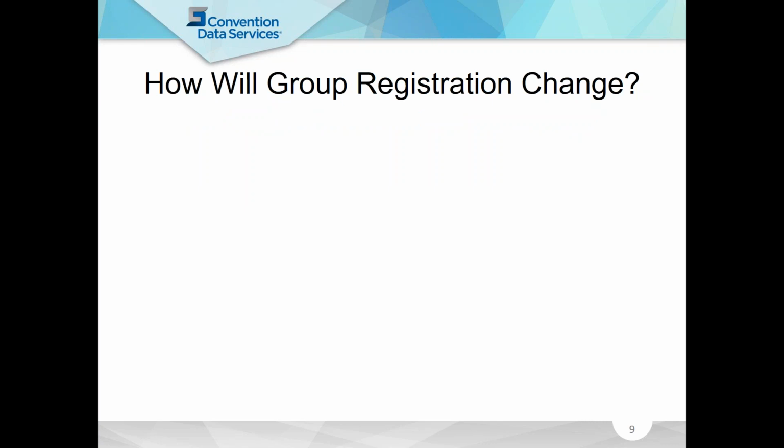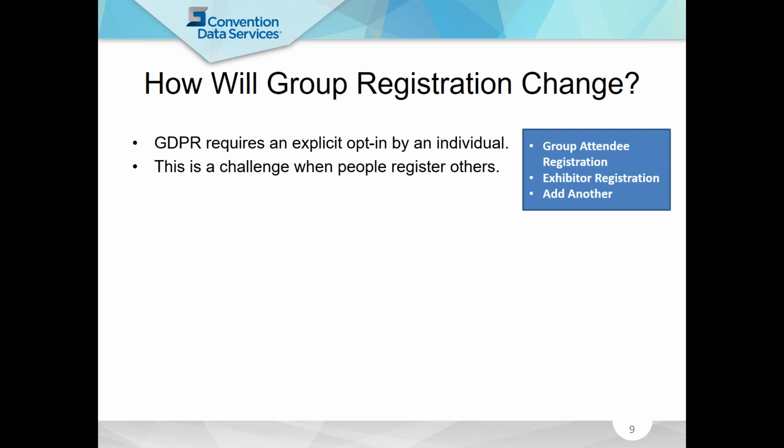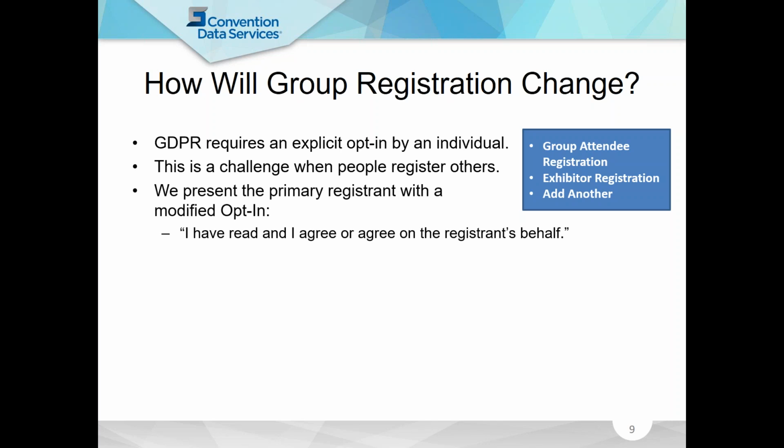This has been a hot topic internally and outside of CDS. How will group registration change? Because if GDPR requires an explicit opt-in by an individual to use their data, then how can somebody register on behalf of somebody else? So we've done a lot of thinking about this one, and here's how we're going to deal with it. It affects 3 of our main product areas. It's group attendee registration, exhibitor registration, where the exhibitor manager will register a lot of additional exhibitors, and then add another, which a lot of you implement on your pages as well. So we're going to present the primary registrant with a modified opt-in that says, I have read and I agree, or I agree on the registrant's behalf.